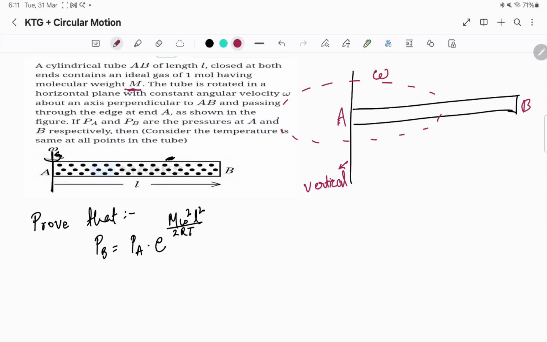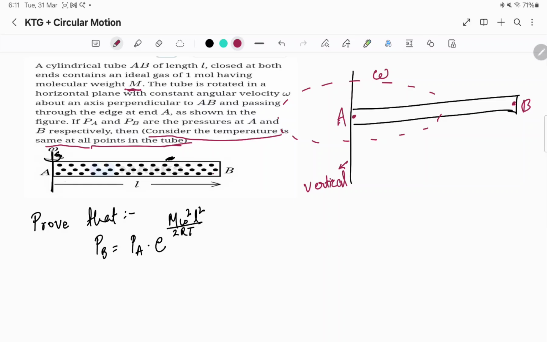Now what we have to do in this question is prove that pressure at B is equal to pressure at A into exponential of M omega square L square by 2RT. Here they have given that temperature will be the same at all points. That means in this question pressure at B and pressure at A are not the same.